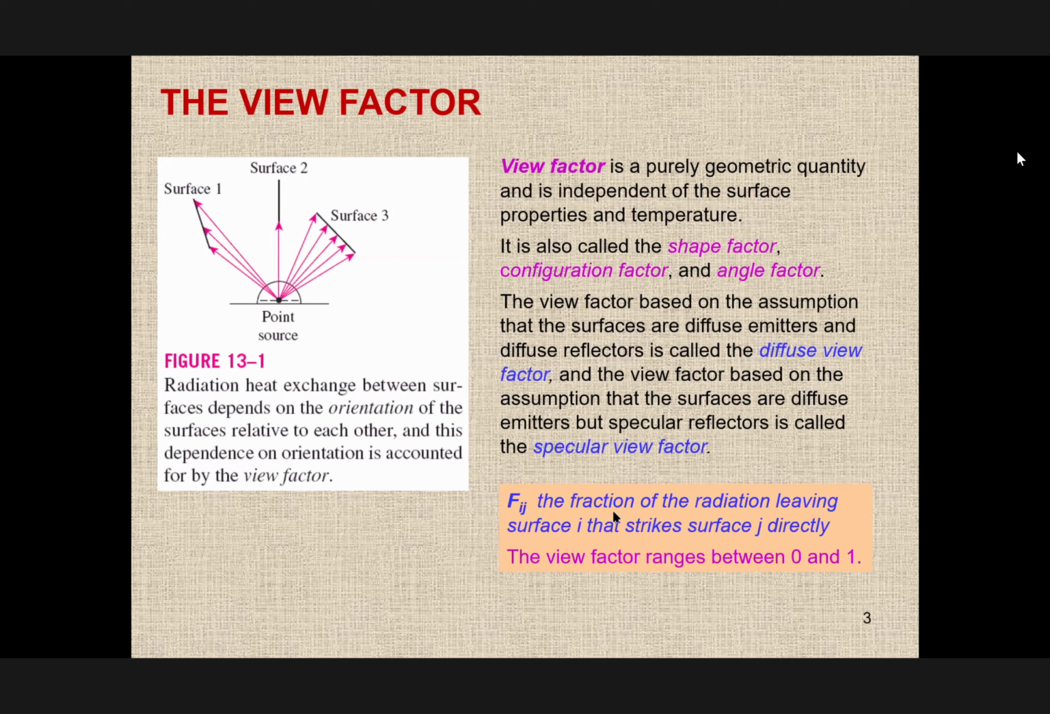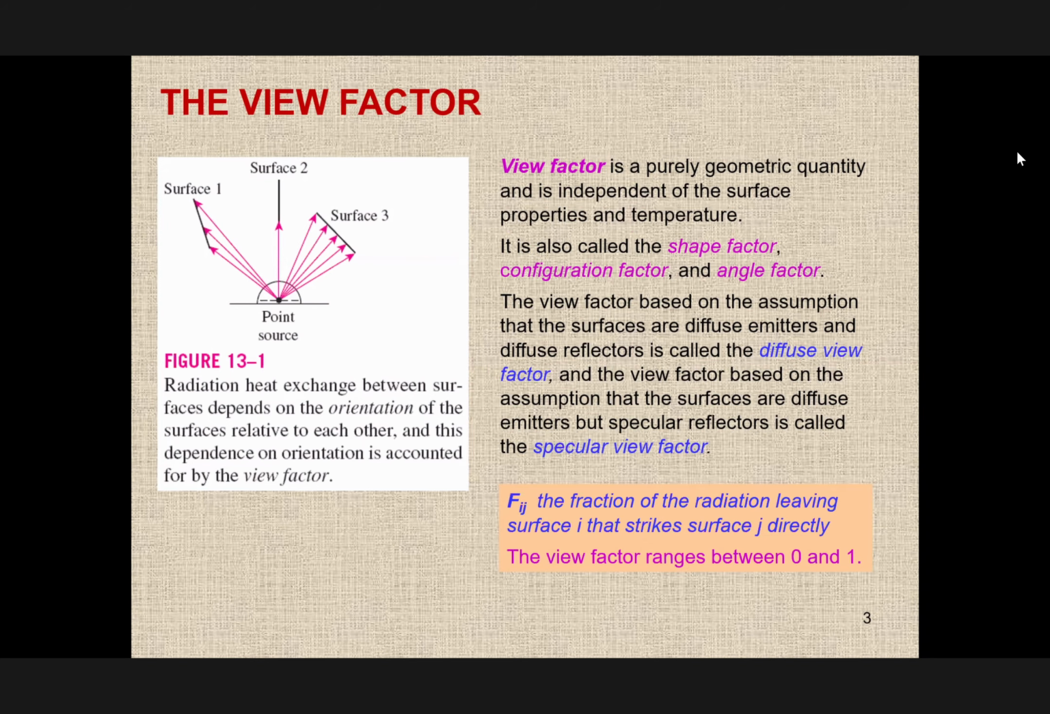Since it's a fraction, the maximum can be 1 and the minimum is 0. In the case of 0, no energy has been received by that surface. In the case of 1, all of the energy is received. For example, if you're sitting in your room right now, all the energy emitted from your body will be captured by the room. Therefore, the shape factor from you to the interior of the room is equal to 1, because whatever energy leaves your surface is eventually captured by different surfaces in your room.